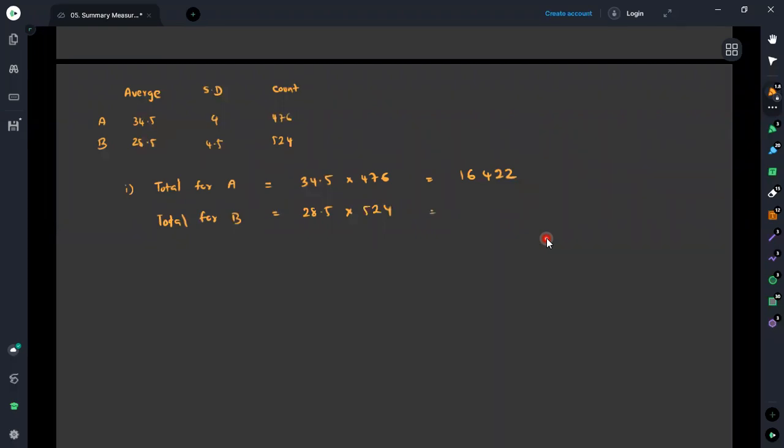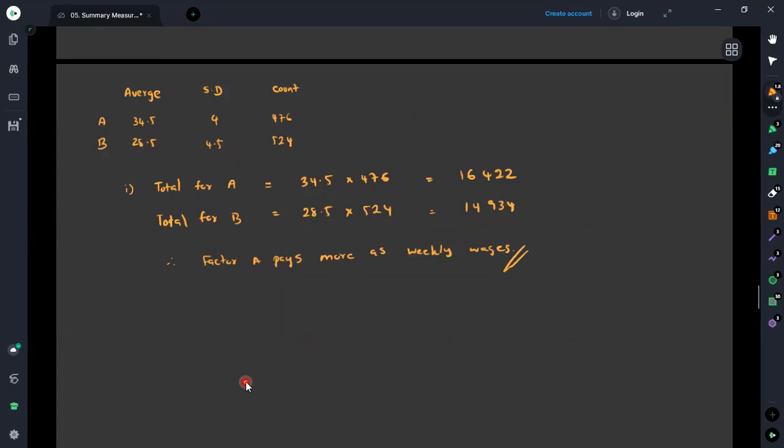Then we can see it is 14,934. Therefore, we can conclude that factory A pays more weekly wages. It's because this is the total that the factory pays, and 14,934 is the amount that factory B pays.